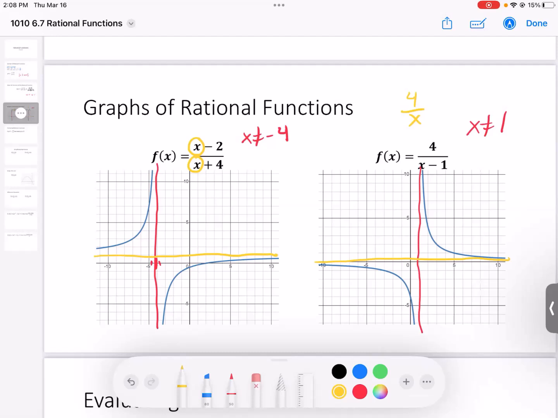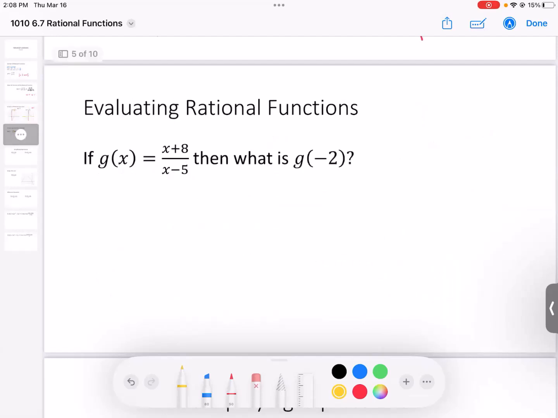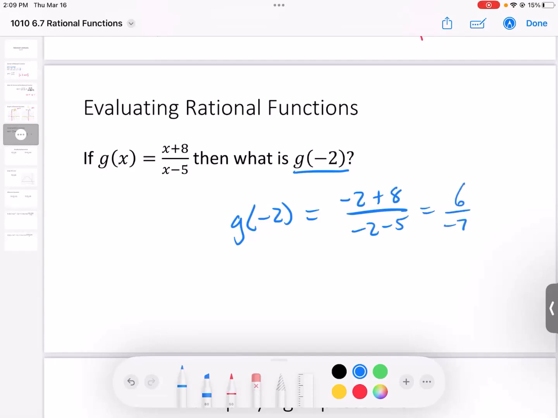Okay. Then the last thing that you guys will be doing is you'll be evaluating rational expressions. So this is really easy because you basically just plug in what they say to plug in. So like in this case, they're asking you for g of -2, which means what do you get when you input a -2 into the function g? So basically you just plug it into the function and you'd say, well, g of -2 is going to equal -2 plus 8 over -2 minus 5. So that would be 6 over -7. So that would be your answer for the evaluation.